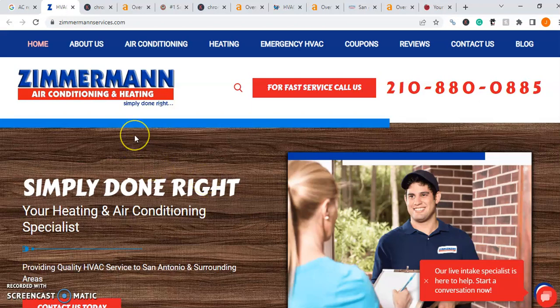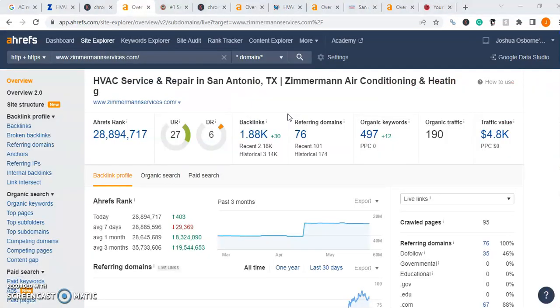I have a tool called Ahrefs and we're going to take a look at your current backlink structure. And you can see your website is plugged in. Currently, you have a 27 UR, a 6 DR, which puts you in the top 100 for 497 keywords and generates you about 190 users every single month. So not bad at all. These are some pretty good starting metrics. However, we want to expand on that.